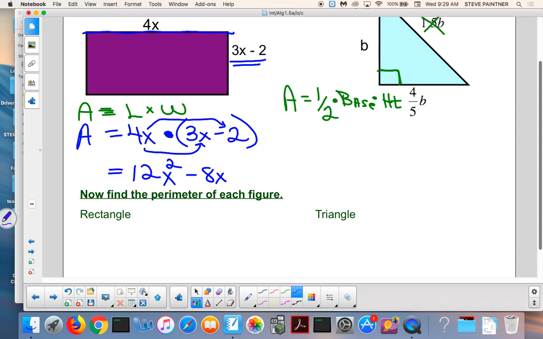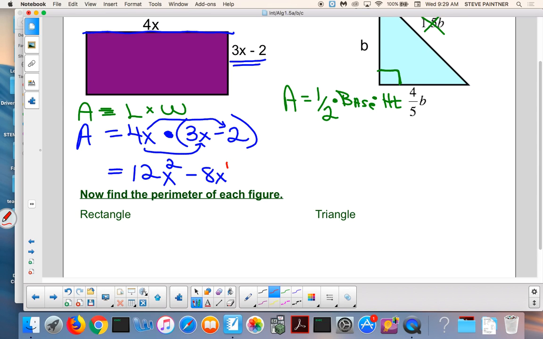Okay, up top it says to simplify. So if you have like terms, keep going. Yes or no, are these like terms? X and x? Looks good, doesn't it? Problem is, it's x squared versus x to the first. Are they like terms? Nope.